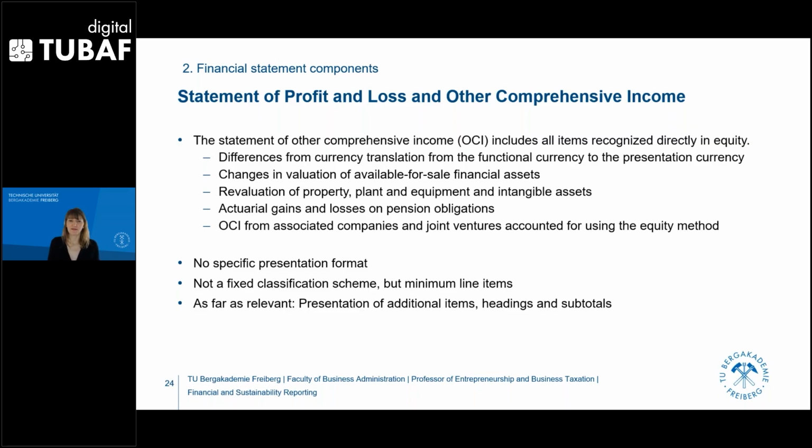So, and here you have a list of what's all included in the OCI: for example, differences from currency translation, changes in valuation of available for sale financial assets, re-evaluation of property, plant, and equipment. That was the example I mentioned before. Gains and losses on pension obligations and such OCI, which results from associated companies and joint ventures, which are part of the group which discloses this consolidated financial statement.